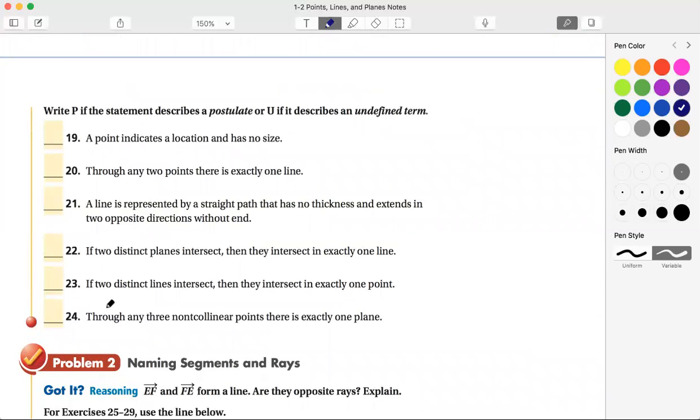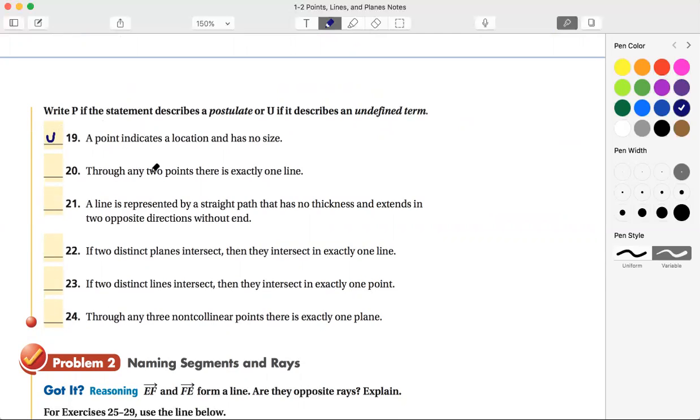All right, so we're going to write P if the statement describes a postulate, or U if it describes an undefined term. So in number 19, a point indicates a location that has no size. So this is just an undefined term. It's not one of those postulates we just described.